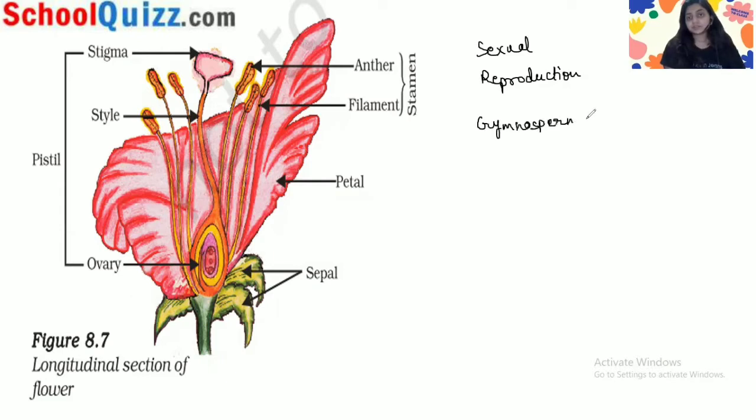So what is the gymnosperm? Gymnosperms are plants which have seeds directly. And what is the angiosperm? Angiosperms are those plants which are the flowering plants.